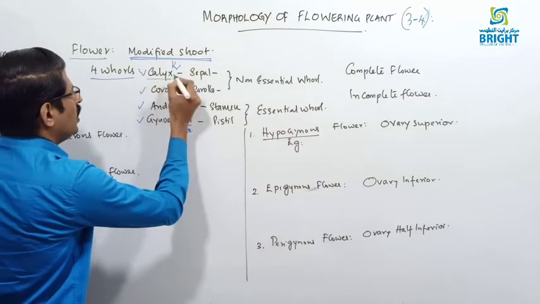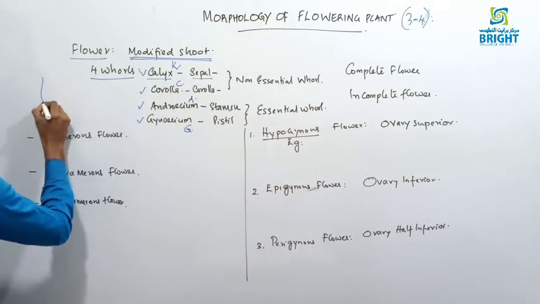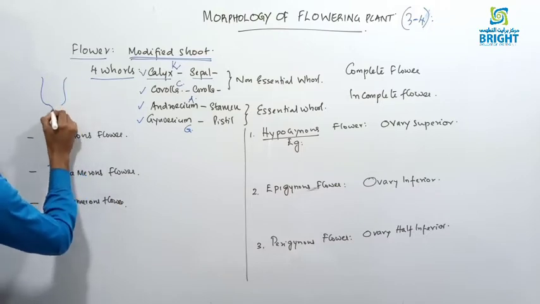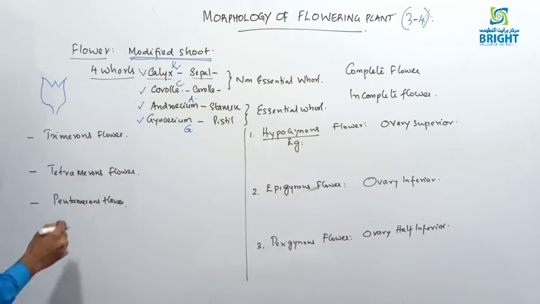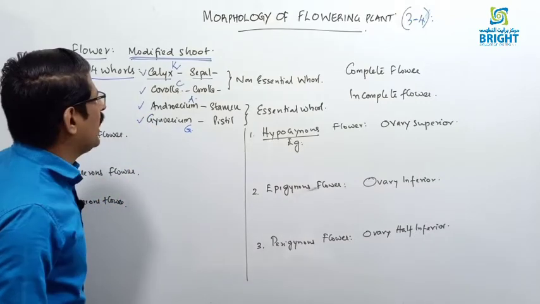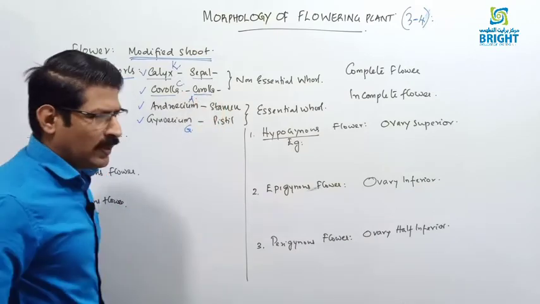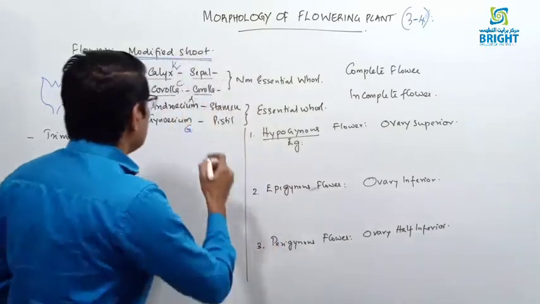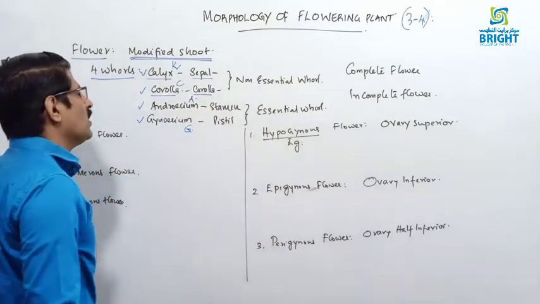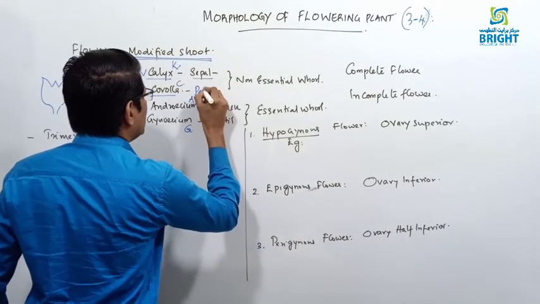Calyx, the individual member is sepal. Calyx is the outermost whorl and it is generally green in color, and it may be fused or free. The individual member of calyx is called sepal. Corolla is variously ornamented and variously colored, the second whorl, and its individual member is called petals.